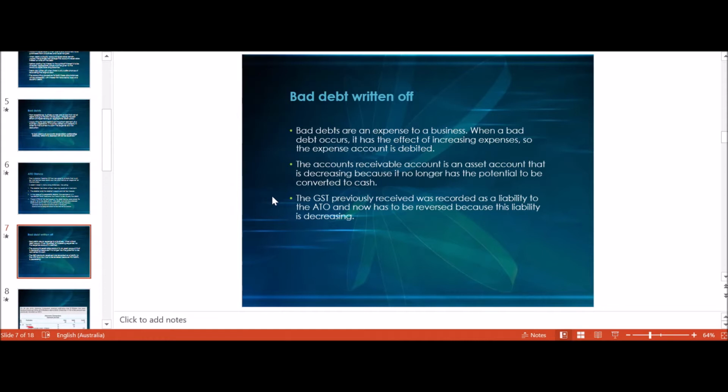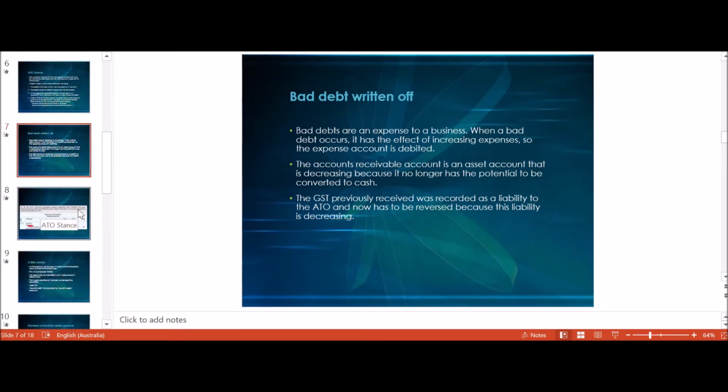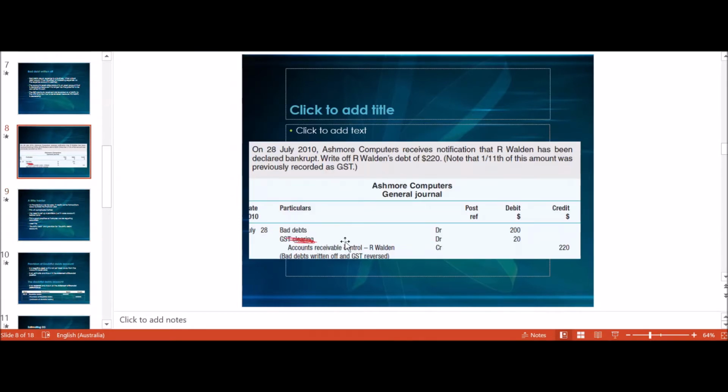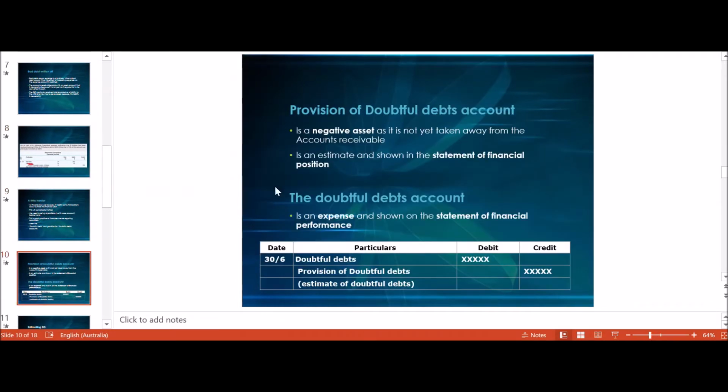So basically, I'm going to take you through how to write off a bad debt, and how to set up a provision of doubtful debts, what that is, and how we handle that. So before any good company, they'll set themselves up a provision of doubtful debts account. This is a new account that we probably haven't heard of just yet. This account's going to be a negative asset, and the reason why is we're going to be taking it away from the accounts receivable when we put it into our statement of financial position.